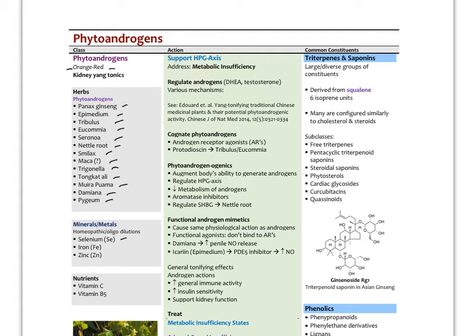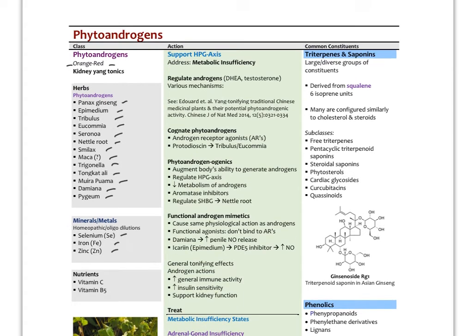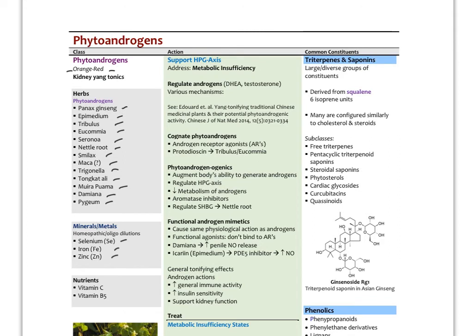Minerals and metals like selenium, iron, and zinc I'm also putting in this category of supporting androgen production, and then nutrients like vitamin C and B5. Now, what do all these do? Well, essentially they support the HPG axis. They address states of metabolic insufficiency, which come from low testosterone. You've probably heard the word low T. That's used in the pharmaceutical marketing industry to describe low testosterone states. That is really what in Chinese medicine is called kidney yang deficiency, same thing. And this is regulated by the androgens, especially testosterone, but also DHEA, through various mechanisms.